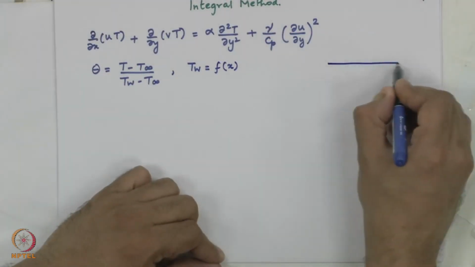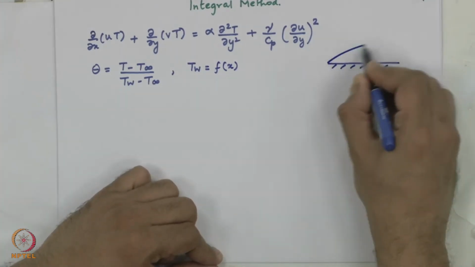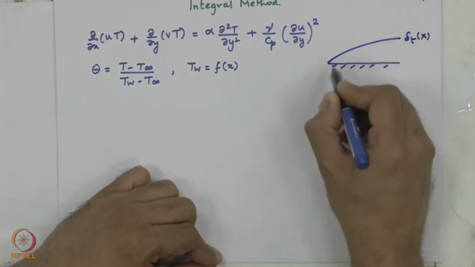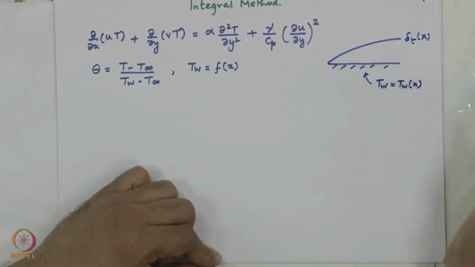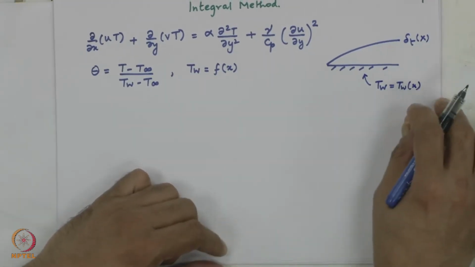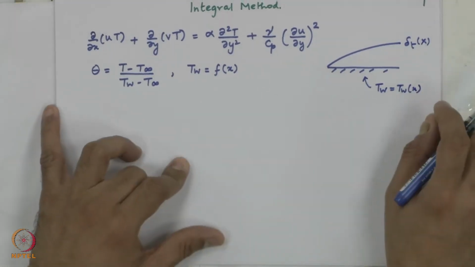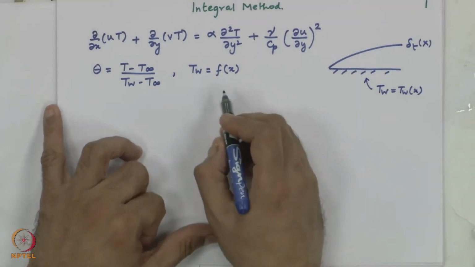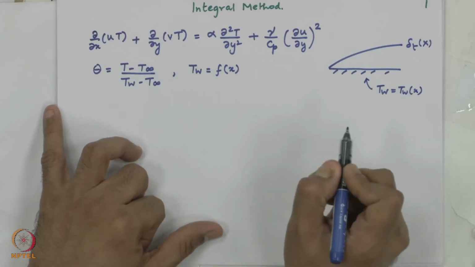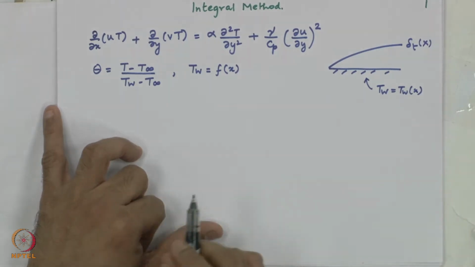That means, if I have a flat plate, I have this as your thermal boundary layer, and T wall is a function of x. It is not a constant, it is a function of x. So, we are going to formulate the integral energy equation for the general case where T wall is a function of x. Viscous dissipation is also present in the formulation. So, we are going to retain this term and we will try to derive the most general form. Later on, for simplification, for getting a solution, we will eliminate a couple of terms based on simplifying assumptions.